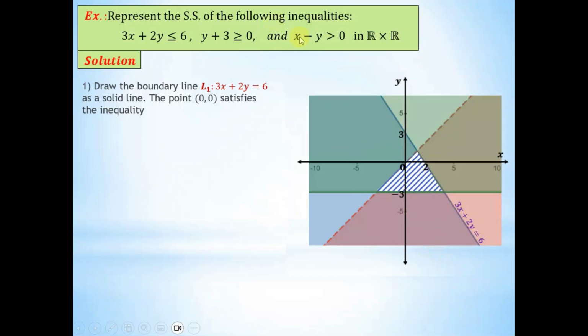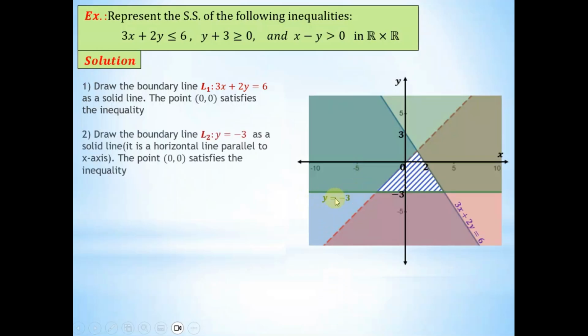Okay. But what about the second line? Here there was another line, y plus 3 more than 0. The equation of the line is y equal negative 3. So it is a horizontal line, y equal negative 3. But what about the solution set? I mean more than 0. At the origin, 0 plus 3 more than 0, yes. So above the line is the solution set. Okay, now I got two regions, one left of this line and one above this line.